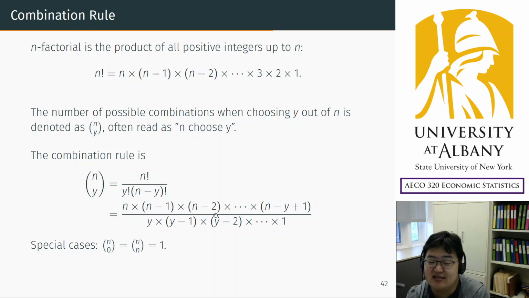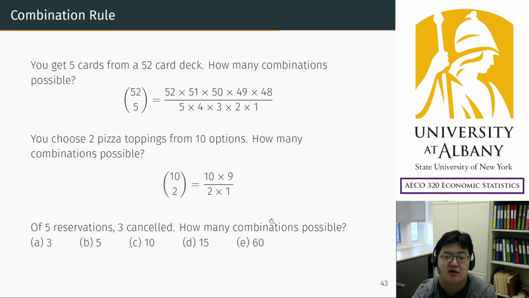And one special case is when you choose nothing or you choose everything. This is obvious. When you choose everything, there is only one case: just choose everything. And when you choose nothing, that's also only one case, doing nothing. So this is one, and all the other cases can be calculated this way.